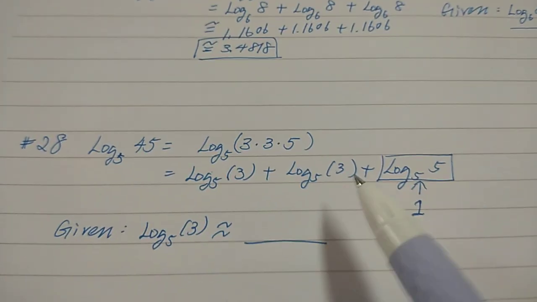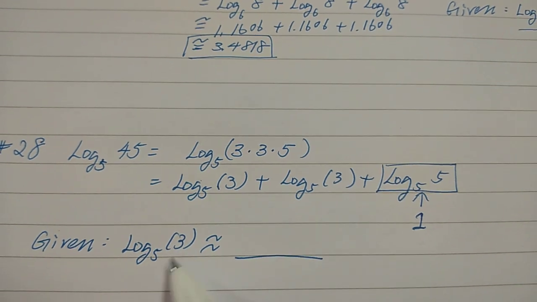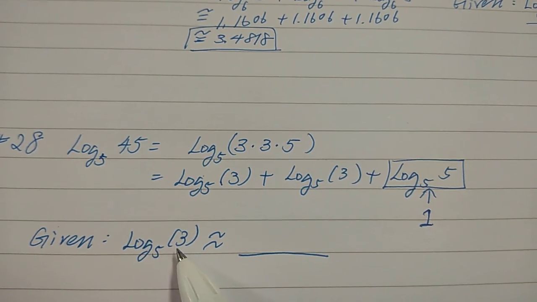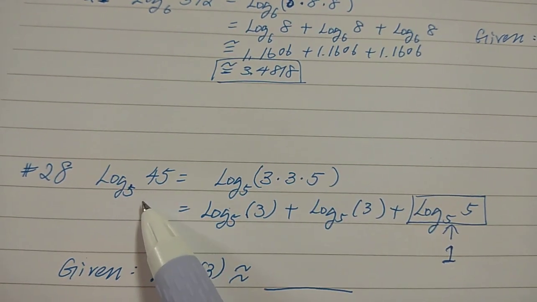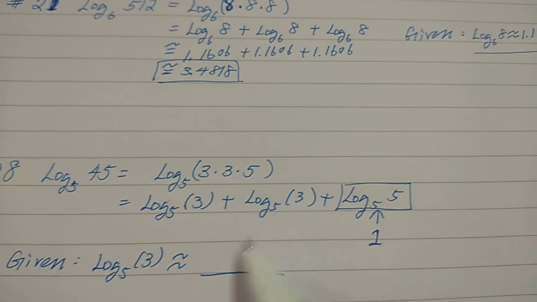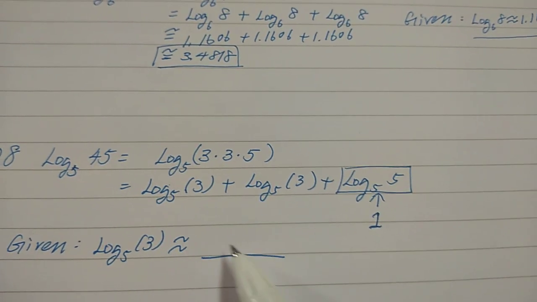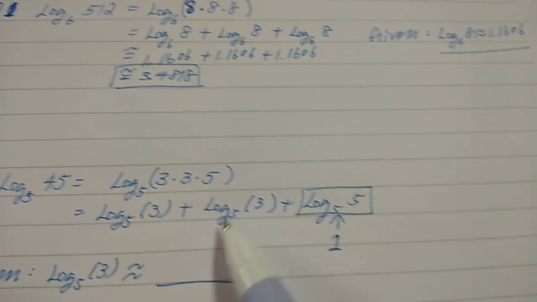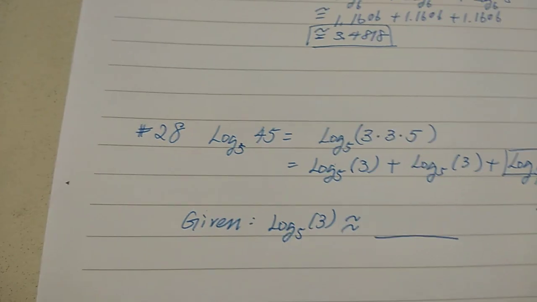Oh wait, there's one more. Number 28, they gave you the approximation of log of 3 with base 5. So you're supposed to change this 45 with the same base into 3, 3, and 5. The 3 and the 3, you will need to use this approximation. Okay, this is in the book, I didn't write it down. And then the log base 5 of 5 is just going to be 1. Okay, so I hope these are helpful.